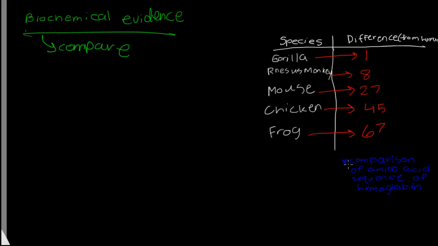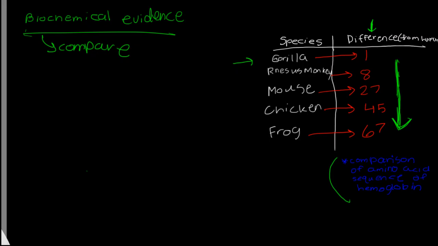So as we can see in this graph, we're comparing the amino acid sequence of hemoglobin between different species. And this is the difference from humans. So the least number means the least difference. So the gorilla is 1, which means it's the closest related. And as we can see, as we go down the graph, the relations become farther apart. This is a very specific way of seeing how species are related. Now this is very useful, and it's a very nice way, and it's much easier to use than homologous structures.